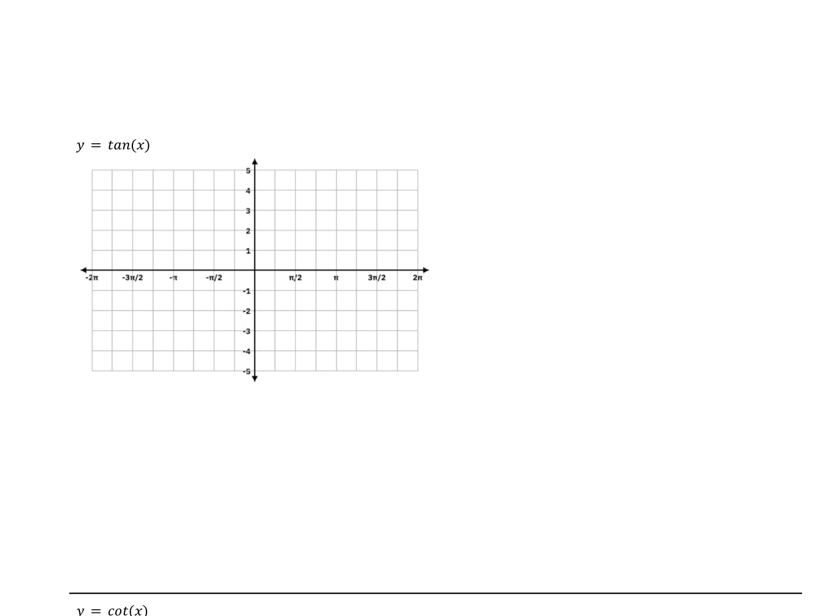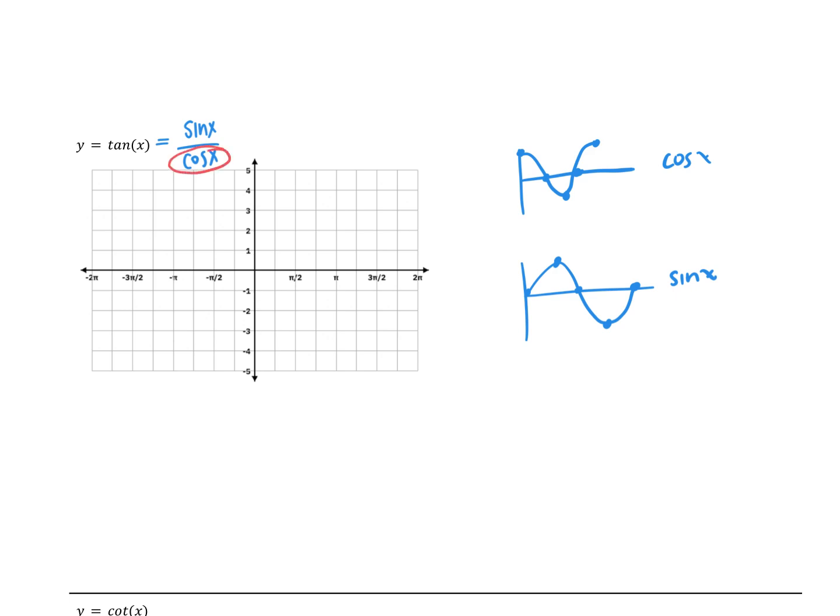Next, we're going to graph y equals tan x. And y equals tan x, if we think of trig identities, is equal to sine x over cos x. Well, we already saw our cos function. Looks like this. And we already saw our sine function. Looks like this. And we know our values, so I'm not going to label them, because this is just a mini visual here. So our vertical asymptotes are going to come from when cos is equal to 0. So that's going to be at pi over 2 and 3 pi over 2.